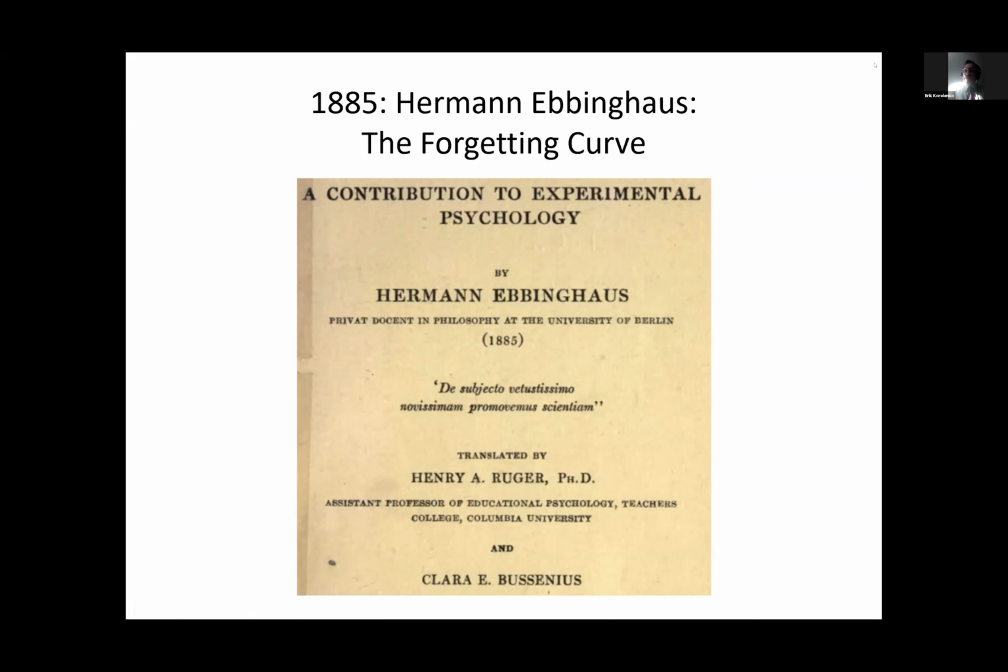But in more contemporary times, although far remote from today, we had the work of Hermann Ebbinghaus, who published in 1885 a contribution to experimental psychology. Now, he published it in German, but it was important enough that it got translated into English. Next slide, please.